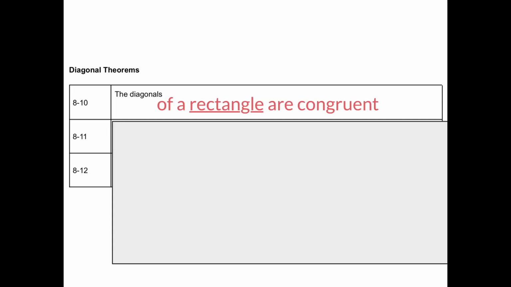First theorem is that the diagonals of a rectangle are congruent. So this is a little bit different than just basic parallelograms, because in a basic parallelogram, the diagonals bisect each other, but they're not necessarily the same length. In rectangles, they are the same length.